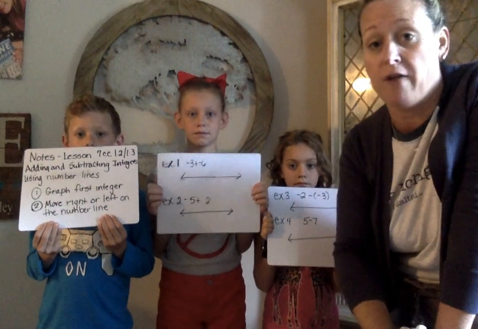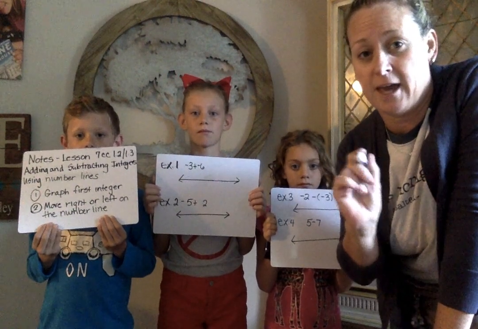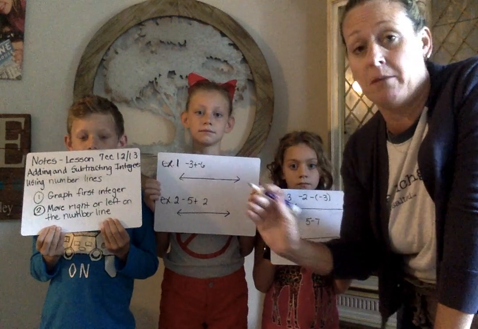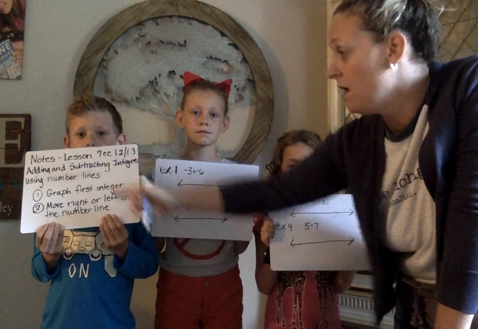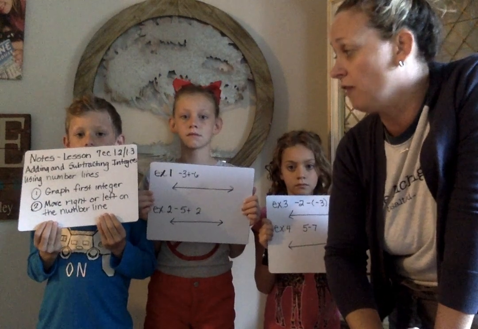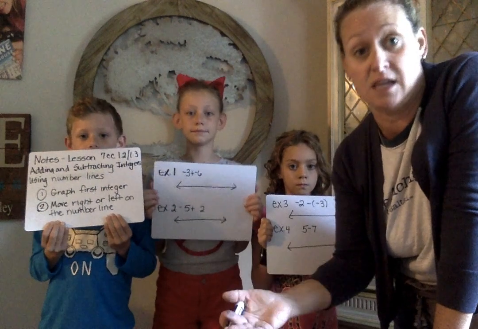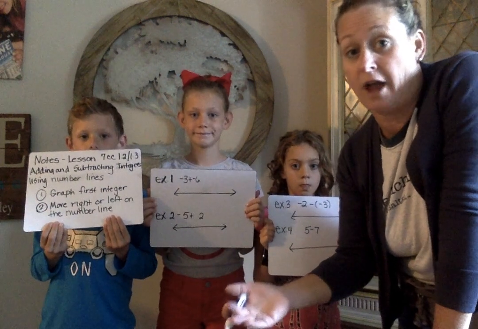The first one is to graph the first integer and go ahead and indicate that point on the number line simply with a dot. On the number line, not above, not below. The next thing you're going to have to do is move right or left on the number line, the number of spaces as the integer that you're adding or subtracting.